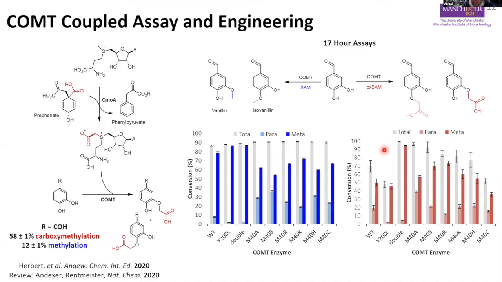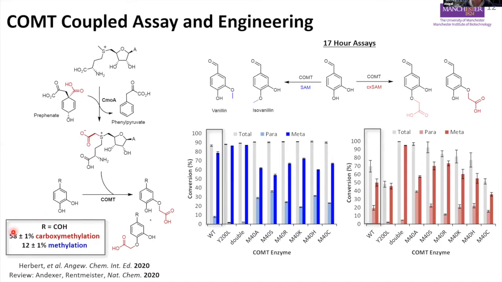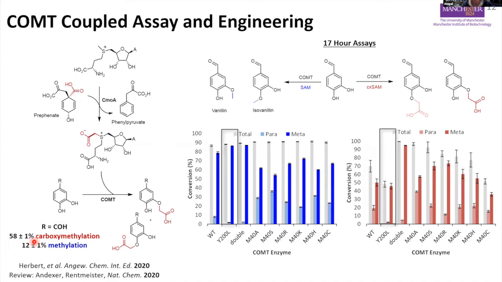Using the wild type on its own and our assay conditions, we were able to achieve near 60% carboxymethylation, 12% methylation. Again, this is not perfect, but using a wild type enzyme, I think it's pretty impressive, considering that this enzyme has evolved over millennia to accept SAM as its natural cofactor. Using a mutant that is known to the group previously for improving the regioselectivity of the COMT enzyme, making it highly selective for the meta position over the para position, we were able to see this replicated with carboxy-SAM, so we get increased regioselectivity.